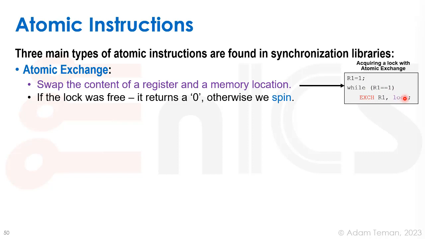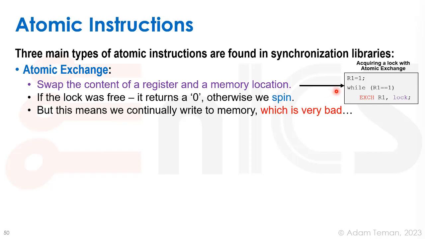Once the lock is released by somebody else, lock is going to be equal to 0, and then R1 is going to be equal to 0. R1, which was 1, is going to be written into the lock. That means the lock is now 1, but R1 equals 0. That means we're going to exit this loop, and we hold the lock. We can continue doing whatever we want. We acquired the lock with this. So if the lock was free, it returns 0. Otherwise, we spin on this loop.